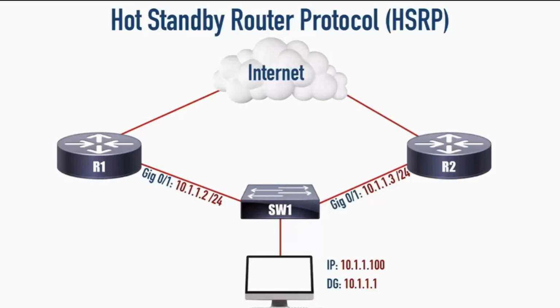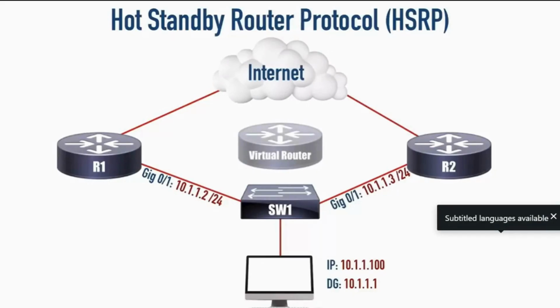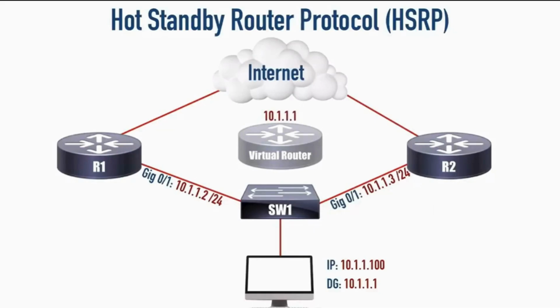If R1 goes down, suddenly we don't have another way to get out to the internet. We could go via R2, but PC1 doesn't know about that. It would be great if we could have a virtual router that we point to that doesn't go away even if R1 goes away. And we're going to have this virtual router in this example with an IP address of 10.1.1.1, and that's what we point to as our default gateway on PC1.